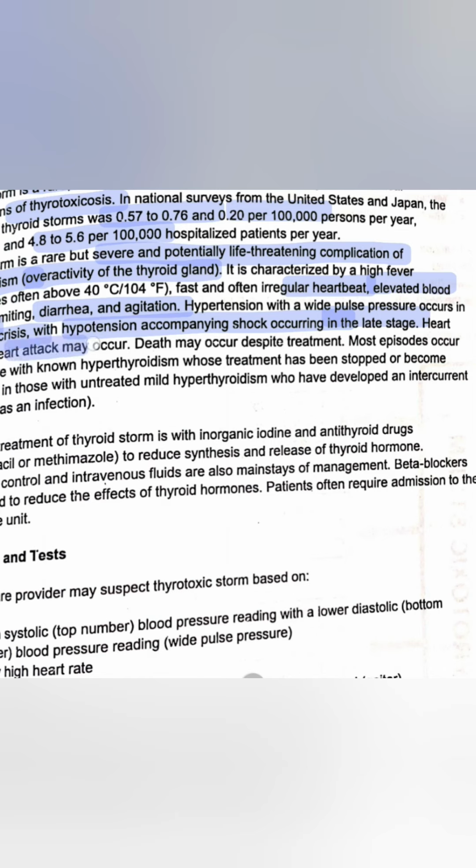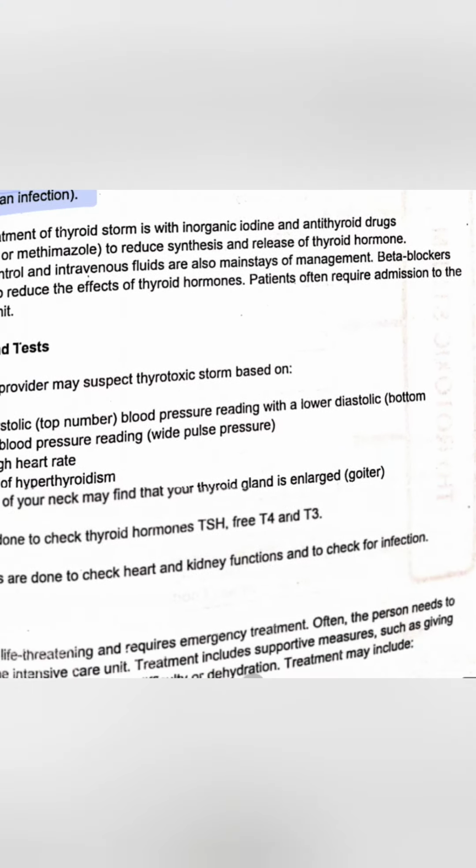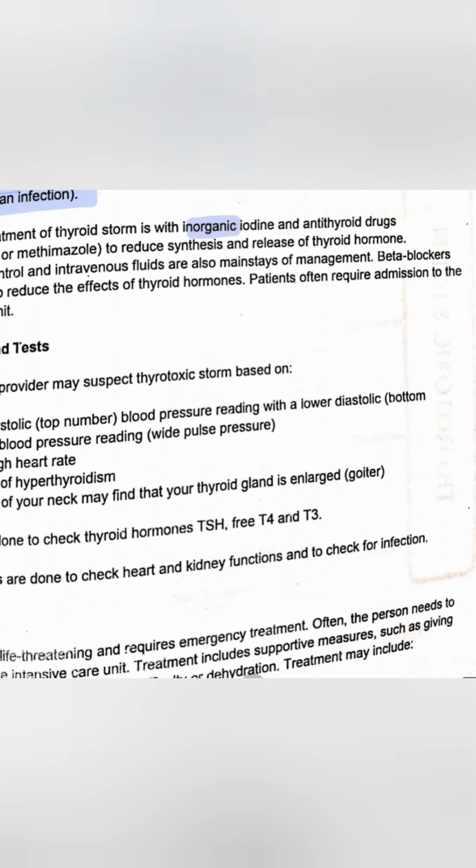Heart failure and heart attacks can occur. Death may occur despite the treatment. Most episodes occur either in those with known hyperthyroidism whose treatment has been stopped for many years or has become ineffective, or with untreated mild hyperthyroidism who have developed an intercurrent illness such as an infection.